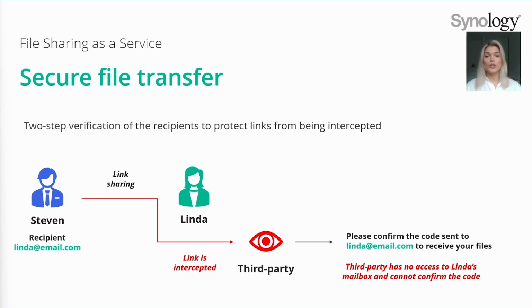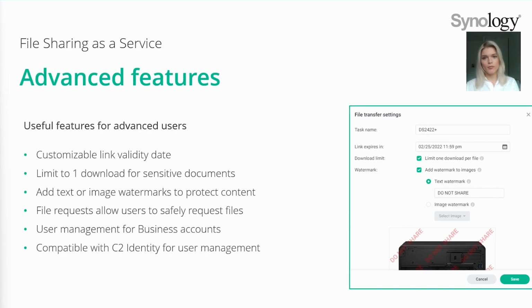Apart from that, we of course provide advanced features to help you share files in the most optimal way. You have validity date customization. You can set it up to 90 days. You have the possibility to limit to only one-time download, for example for sensitive documents, if you wish that a file can be downloaded only once. We also propose watermark protection that can be applied on images or PDF documents.